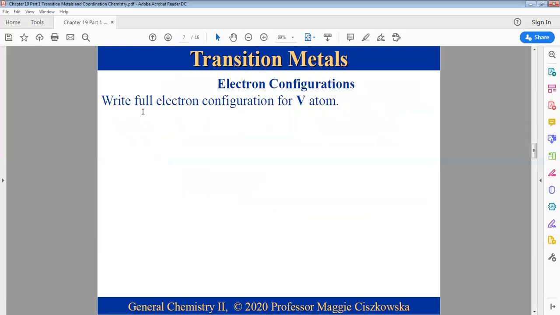So, ladies and gentlemen, write the full electron configuration of vanadium. Full electron configuration means we start with 1s2 and of course 4s2 and 3d3. This is what we see from the periodic table. So whenever you are asked for electron configuration, make sure that you have the periodic table in front of you.